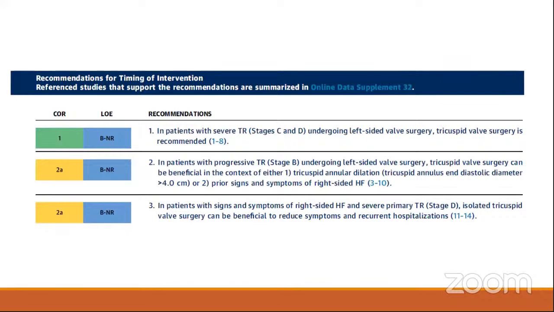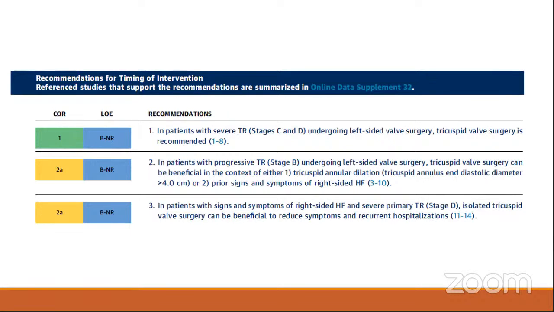So the timing of intervention for the tricuspid regurg: in patients with severe tricuspid regurg, like in stage C and D, who are undergoing left-sided valve surgery, then tricuspid valve surgery is recommended as a class 1 indication. In patients with progressive tricuspid regurg, like in stage B, who are undergoing left-sided valve surgery, tricuspid valve surgery can be beneficial in the context of either tricuspid annular dilation, where the tricuspid annulus end diastolic diameter is more than 4, or there are prior signs and symptoms of right-sided heart failure. This is a class 2 indication.